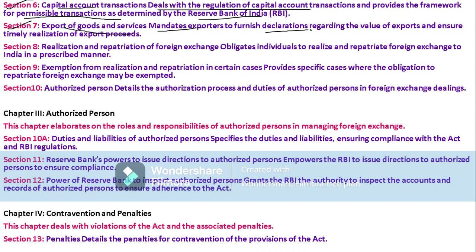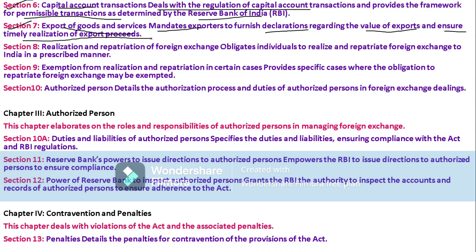Declaring about what? Declaring what goods they are going to export, what is the value of export, and what quantity. All these aspects will be furnished in the declaration form, and at the same time they ensure the timely realization of export proceeds, meaning the proceeds regarding the exports will all be timely reported and timely realized. That assurance is also given in the declaration form by the exporter.